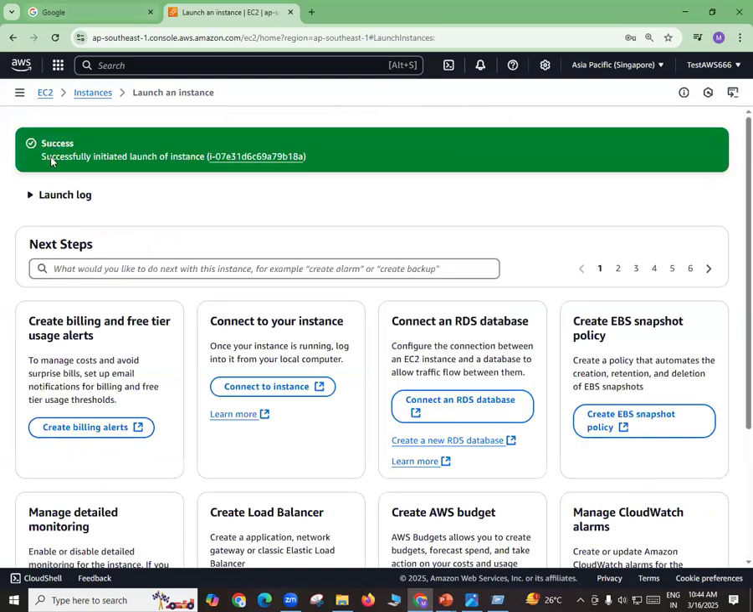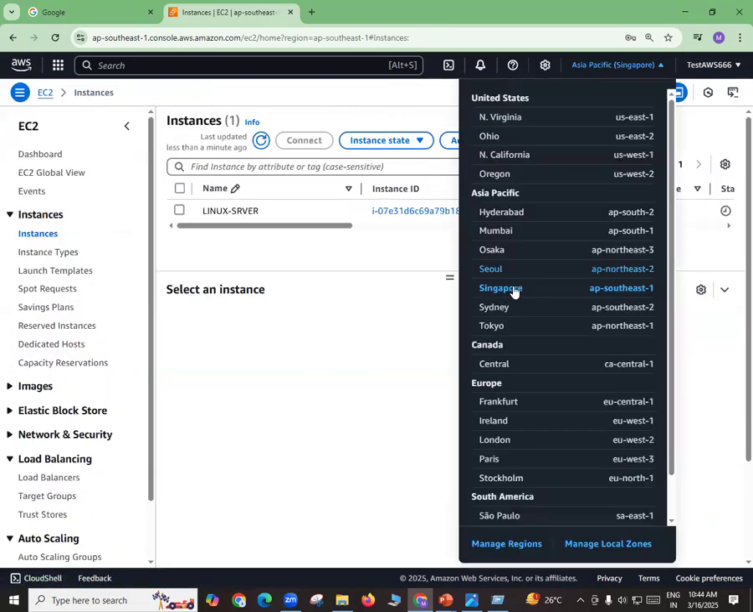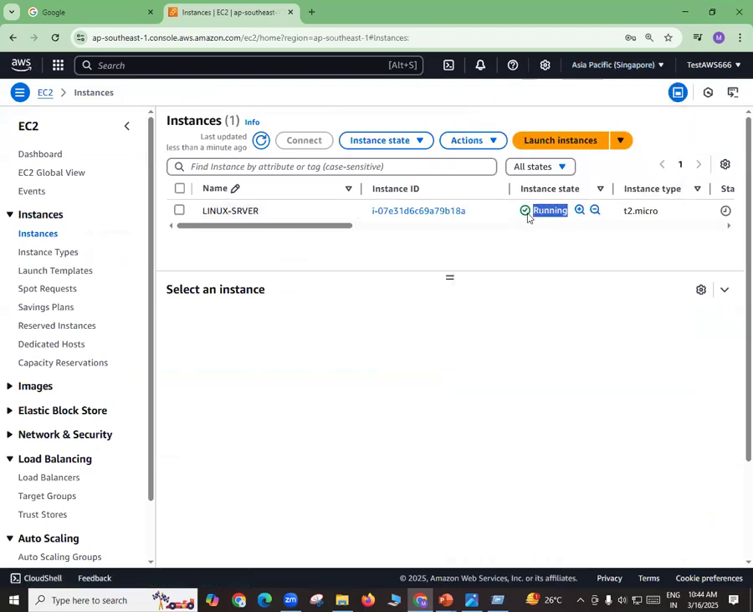You know what I did here? I have successfully created a virtual server. Where? In the AWS cloud. In AWS cloud, in which location? In the Singapore location. My server is ready and it is already running.